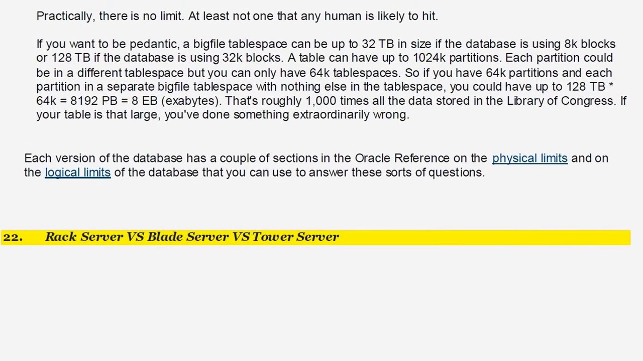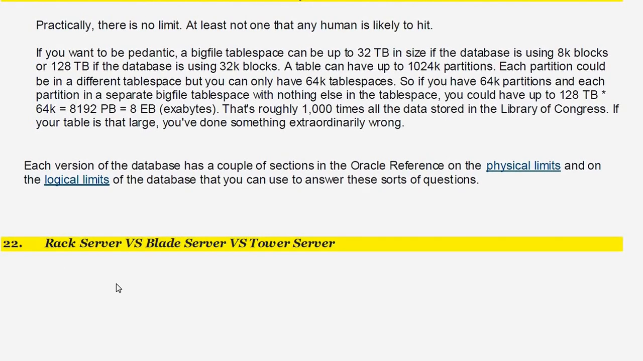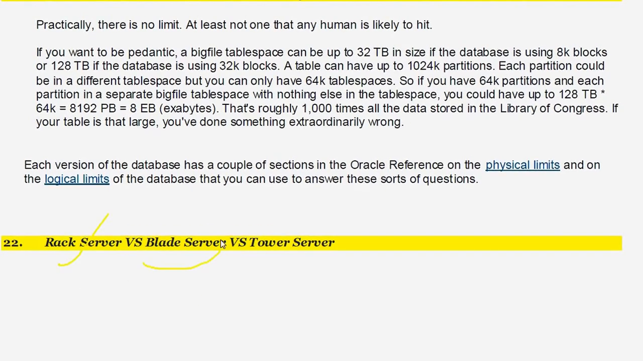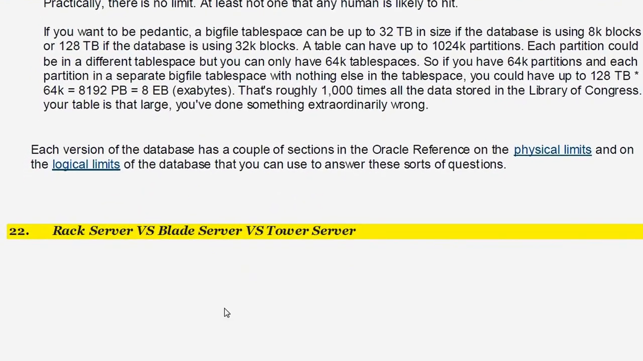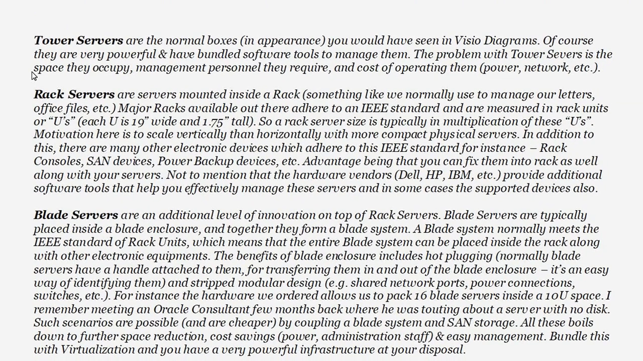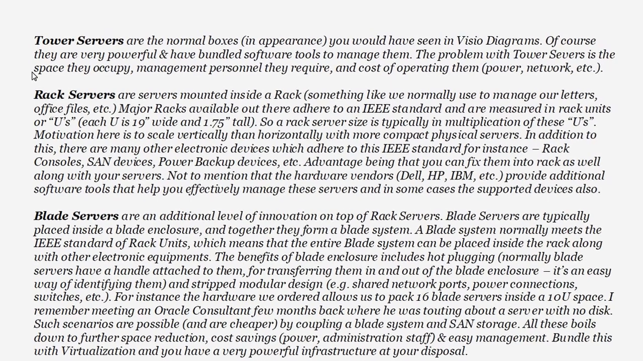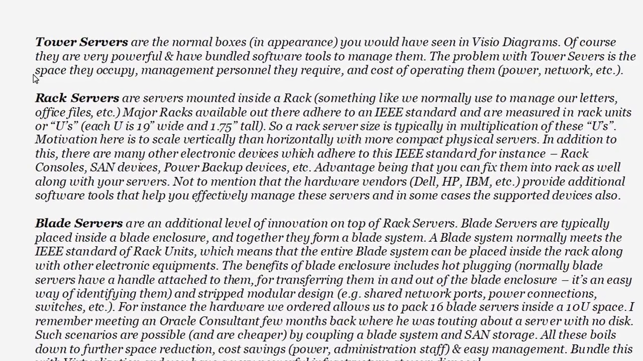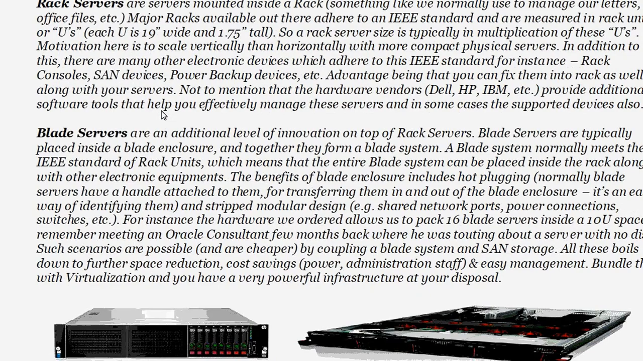Moving to the next question, what is the difference between rack server, blade server, and tower server? So the tower servers are normally tower shaped servers in which components are placed one over the another. In tower server space they occupy is large. If we consider racks, they are mounted inside one over the other. And in rack server, racks are used to place the various components.